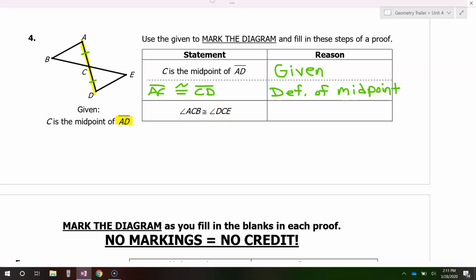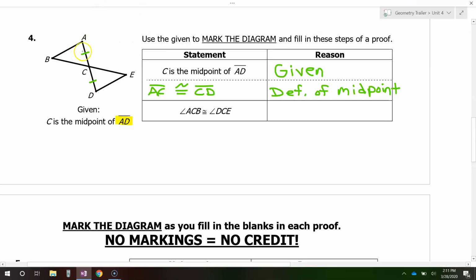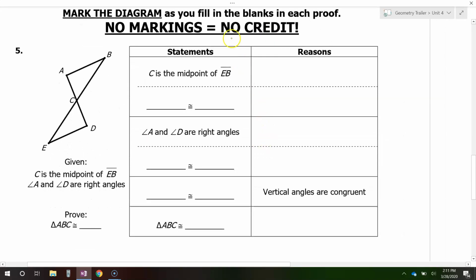All right, and finally, we have angle ACB is congruent to angle DCE. ACB is right here, and DCE is right here. Those are vertical angles, so that's why they are congruent, because vertical angles are congruent. All right, now let's do some actual proofs.